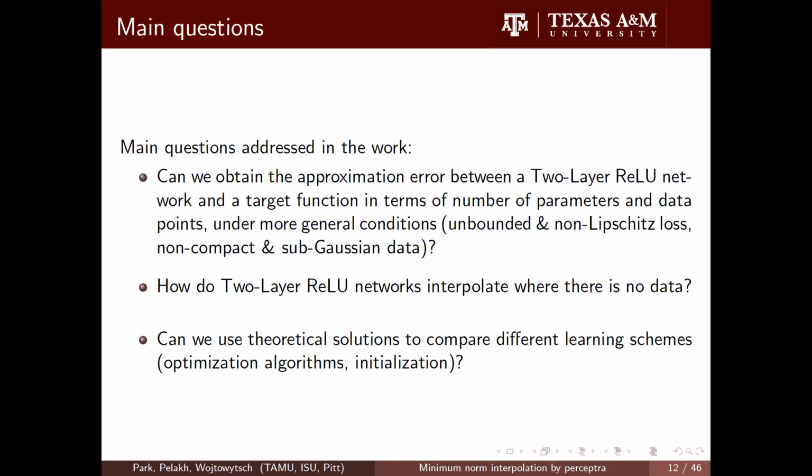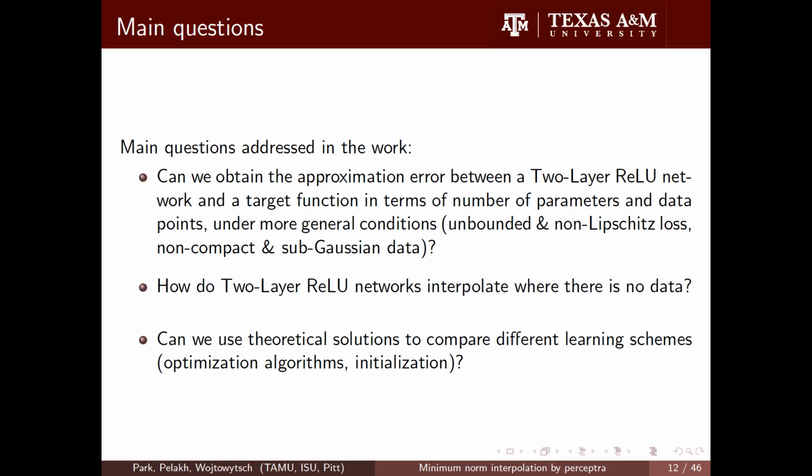Sounds good. Since I introduced the main ingredients, now I want to state our main question in this work. The main question addressed is: can we obtain the approximation error between a two-layer ReLU neural network and a target function? We want an explicit approximation rate with respect to the number of parameters, the weight decay regularizer, and the number of data.